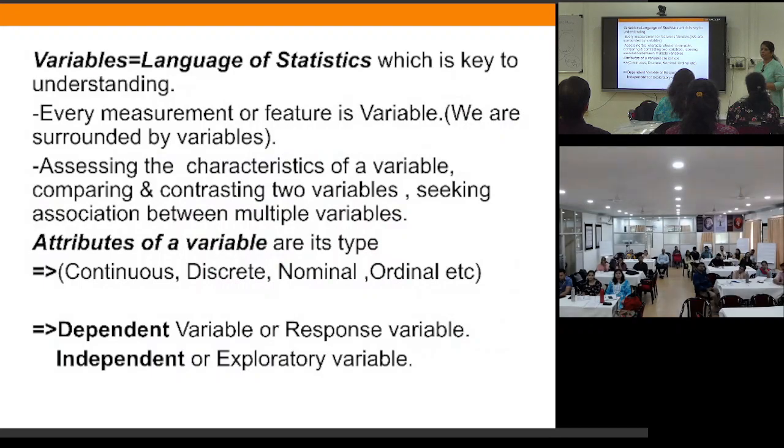Okay, suppose you are taking the weight of the person, that is an independent variable. Occurrence of CHD or diabetes, that is a dependent variable. Okay. Dependent or the response variable, independent or the exploratory variable. So this should be clear.